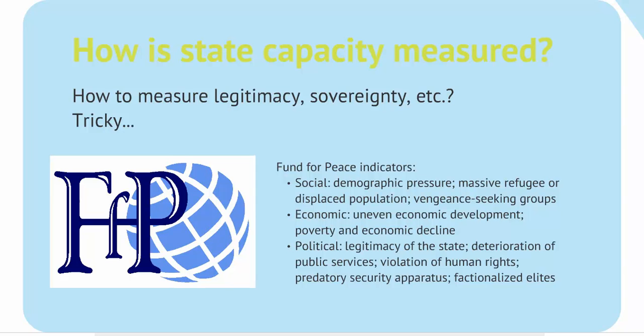So you can see that the social part includes things like demographic pressures. So are there large minorities growing within the state that are not representative? Massive refugee or displaced populations, a vengeance-seeking group, so a group that's fighting against the state. Economically, you can see huge inequality destabilizes it. Huge poverty or economic collapse.